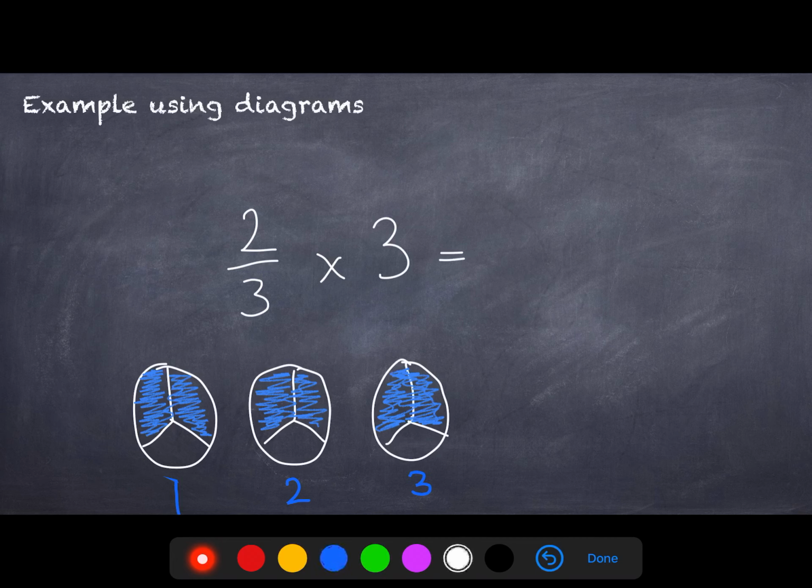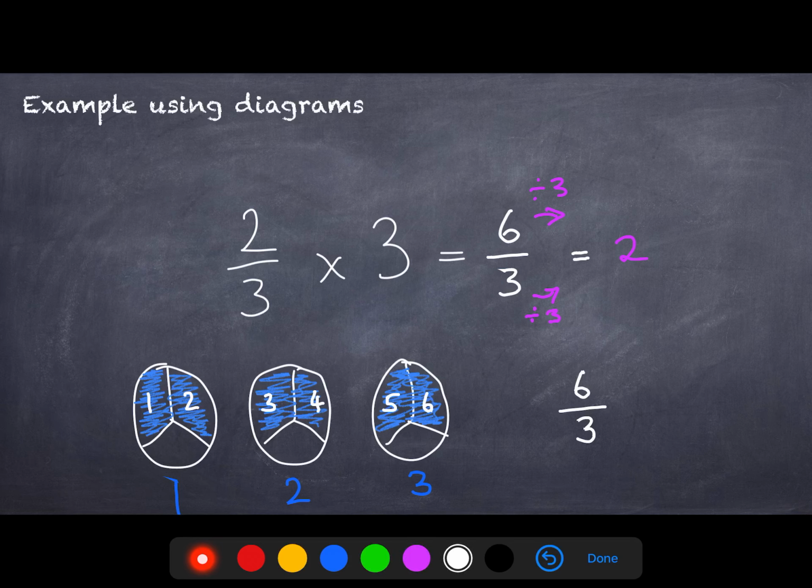So what I can do is I can just count up how many slices I've shaded. So I've shaded 1, 2, 3, 4, 5, 6 slices. So I've shaded 6/3 of pizza. Okay, so that is going to be my answer. 3 lots of 2/3 is going to be 6/3. Now I know that if I divide top and bottom by 3, I'm then going to get 2 as my answer, okay?